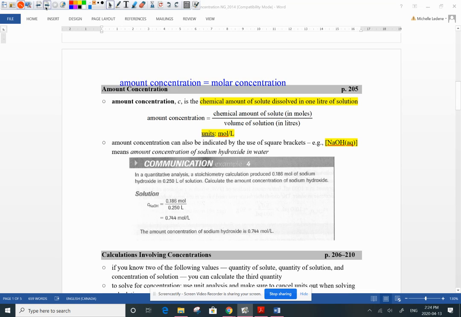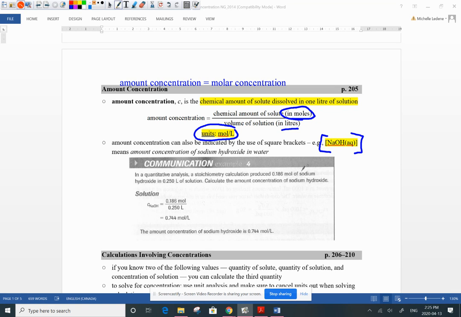Scientists use the amount or the molar concentration. And for this, we are taking the number of moles, the chemical amount of the solute, divided by the liters of the solution. So the units that we're going to be using are moles per liter. That's why it's the molar concentration, something moles per liter, or because it's moles, that is an amount concentration. Sometimes you'll also see these square brackets. These here, I'm just making them bigger. That square bracket means concentration.